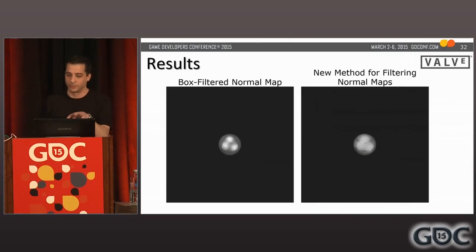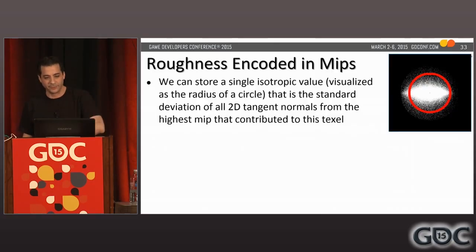So it's so critical to get this right. Okay, so let's go back to this. Again, if you store the standard deviation, you get this isotropic value. It's basically just a roughness parameter. It's a single value you can store alongside each normal of each texel in your normal MIP chain.